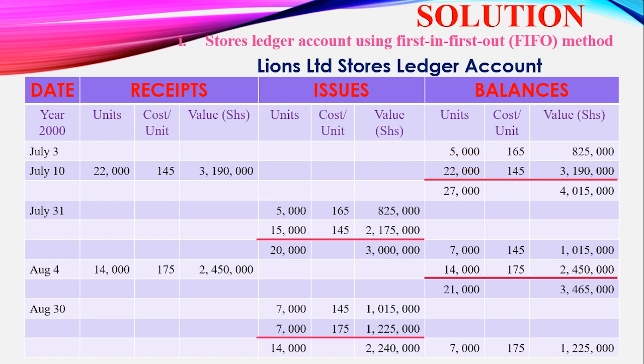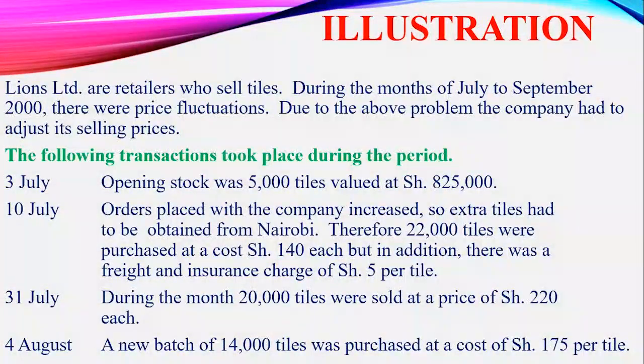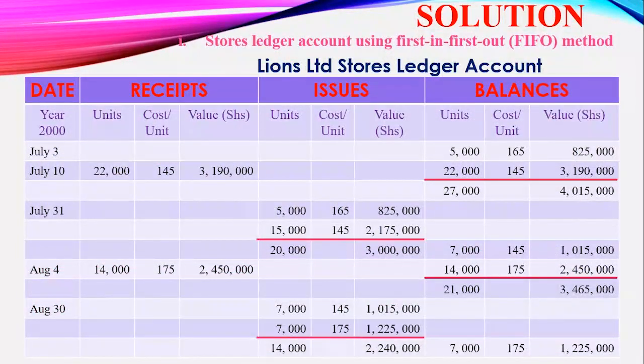Then we go to the next date, that is August 4th. Look here. On 4th of August, a new batch of 14,000 tiles was purchased. So we are acquiring 14,000 tiles. What is the impact of that? Again, let's get back there. On August 4th, they acquired 14,000, so I'm going to put that under purchases, that is the receipts. 14,000 units at 175. That is a total value of 2,450,000.